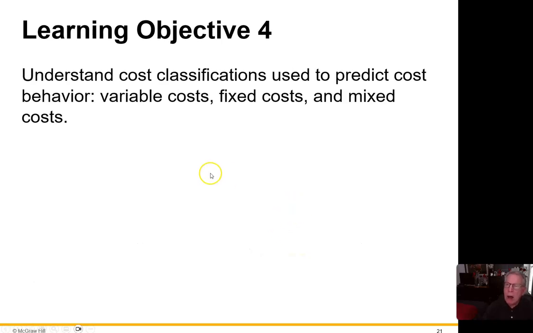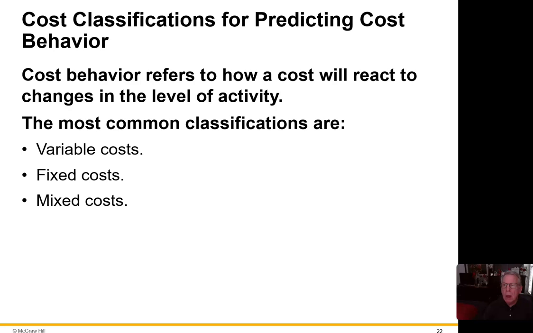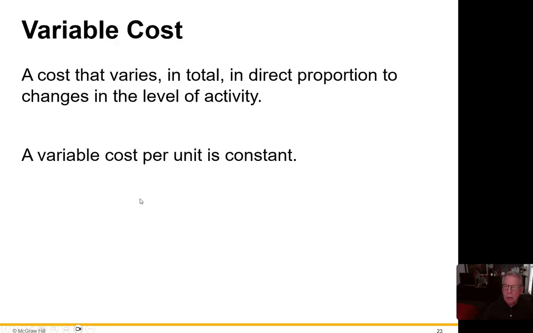Okay, now let's take a look at understanding cost classifications used to predict cost behavior. We have variable costs, fixed costs, and mixed costs. Very important definitions. Okay, cost behavior refers to how a cost will react to changes in the level of activity. The most common classifications are variable costs, fixed costs, and mixed costs. So let's take a look at those.